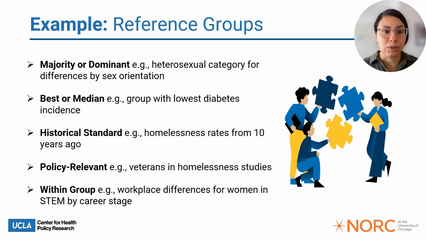It is common also to use just a historical standard. If we're talking about homelessness rates in 2025, we could choose the data from 10 years ago as a reference. It can be also policy relevant. So for example, using veterans in homelessness studies as the reference group for reporting our results. Or it can be within group. For example, if we're looking at workplace differences for women in STEM, we can do that by career stage. And the reference group could be just the most junior people, as an example.